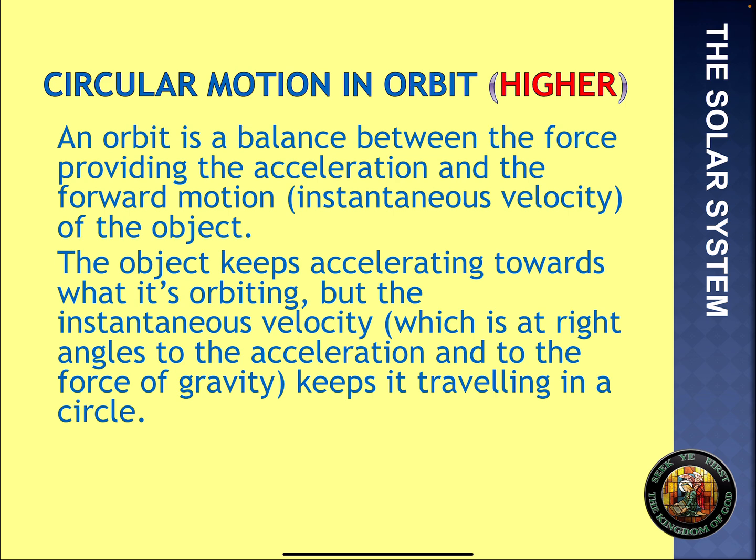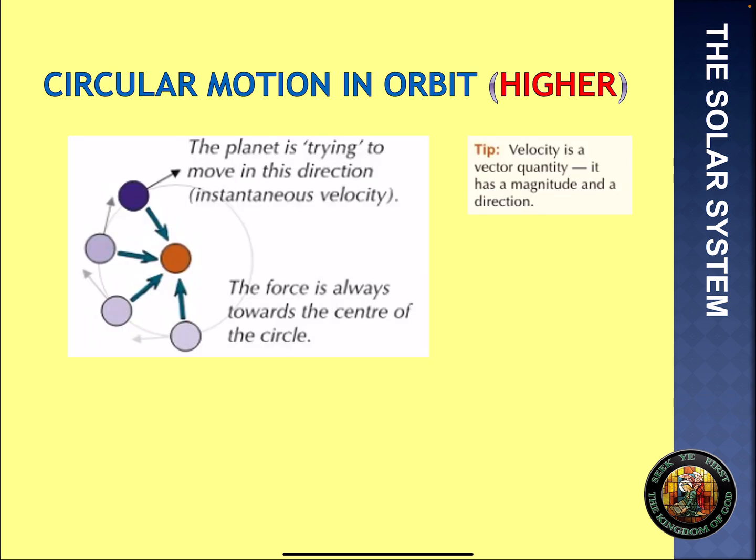Now, an orbit is a balance between the force providing the acceleration and the forward motion, which is called the instantaneous velocity of the object. The object keeps accelerating towards what it's orbiting, but the instantaneous velocity, which is at right angles to the acceleration and to the force of gravity, keeps it travelling in a circle. This diagram shows that. Okay, moving on.